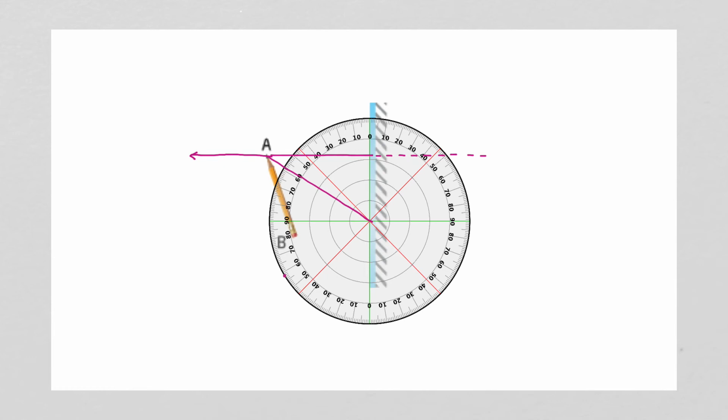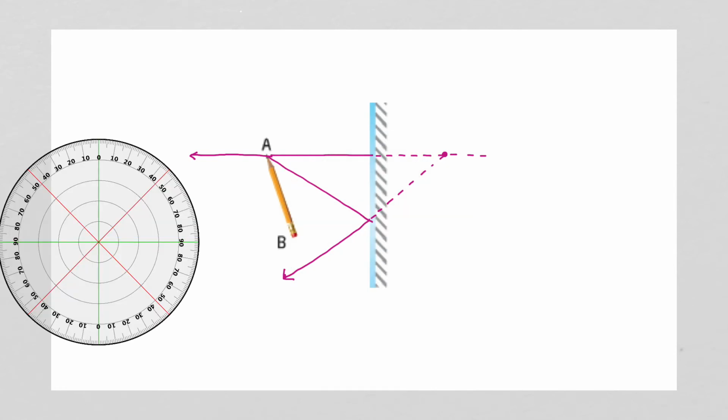And now I'll extend that line back to the mirror, like so. It's not perfect. I'm going to undo that and try again, like so. And then I need to extend the light rays back till it hits and meets. So that's where my first image is. So now we're going to do the same thing with point B.